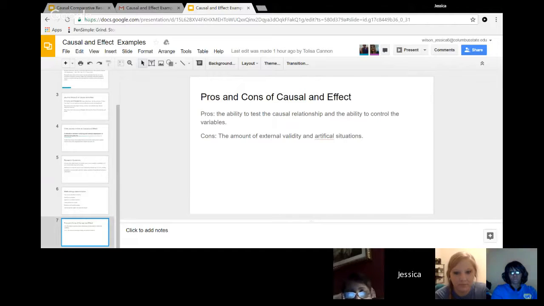The con is the amount of external validity and the artifactual situations. And I guess with the validity, what external validities were used and actually coming into the cause and effect. So that's all I have.